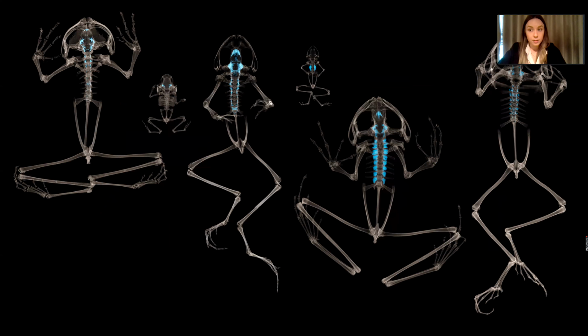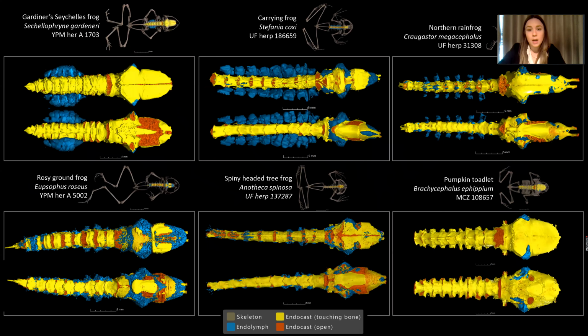Now, I can tell you from processing a lot of frogs that there is a large amount of variation in both the amount of these endolymphatic deposits and the way they are distributed. So here are 6 different examples of frogs that have endolymphatic deposits. And I want to point out a few things. Some of these frogs have a lot. Some of them have a little bit. Some of them, which I've not pictured here, have none at all.